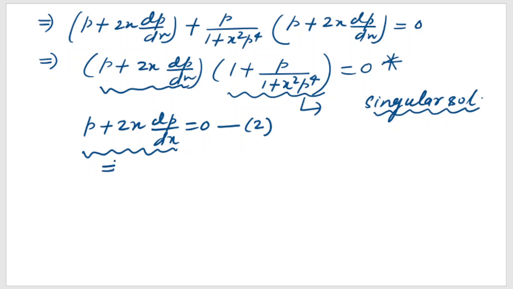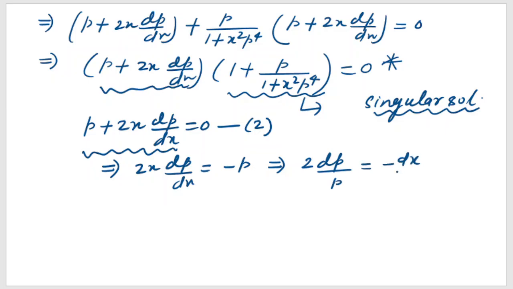So what I do, I write it 2x dp by dx is equal to minus p, which can also be written as 2 dp by p is equal to minus dx by x. I hope you understand, variables are separable kind. So after this I will integrate both sides.